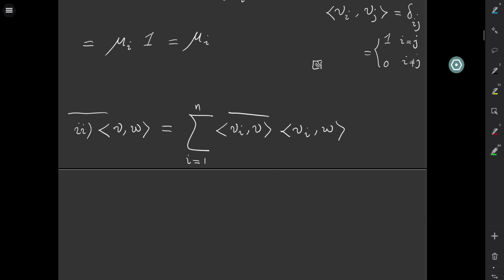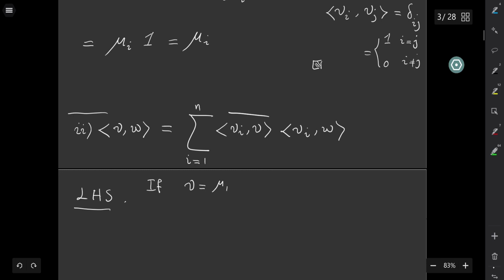So actually let's elaborate on the left-hand side a bit. Assume v is equal to mu1 v1 plus and so on till mu n vn.